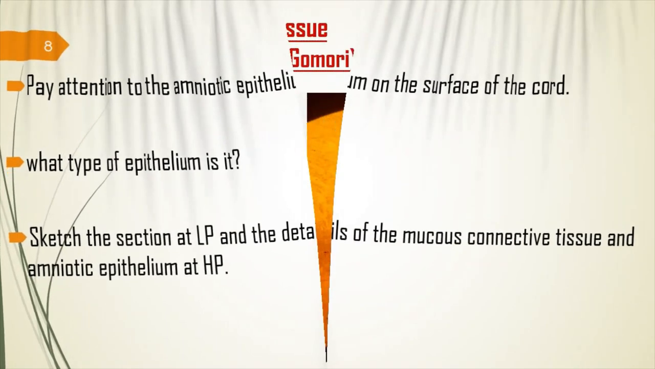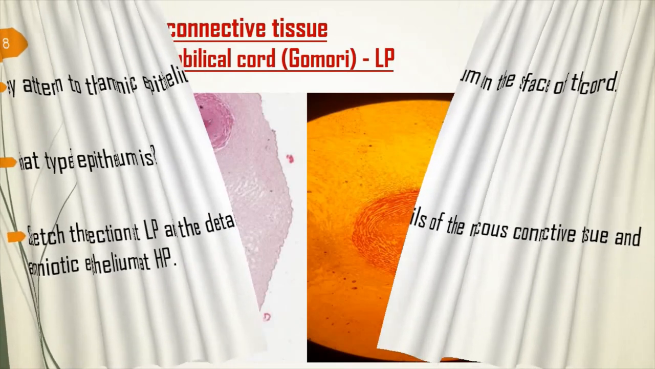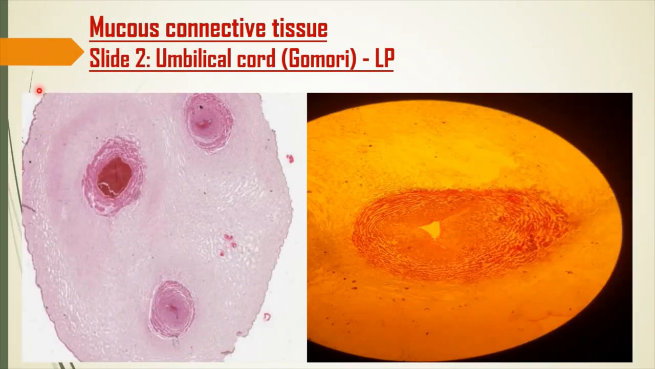So this here is what we call the umbilical cord. How do you identify it? You have one vein, this is the umbilical vein, and we have two arteries. This is the artery, and this is the other artery. These three vessels are embedded in this collagenous connective tissue that we call Wharton's jelly. Now, the Wharton's jelly has fibroblasts, and it has collagen fibers embedded in it. You cannot see them at low power. So just make the sketch at low power, and label the blood vessels and the Wharton's jelly.